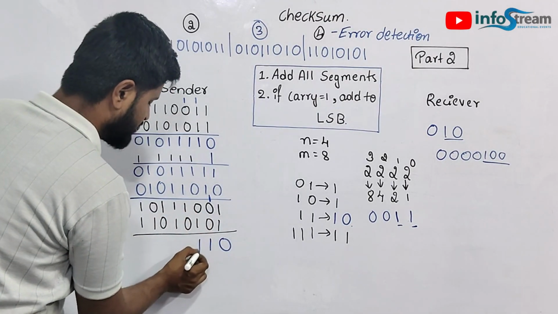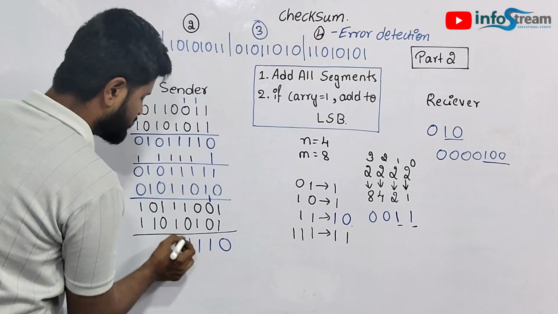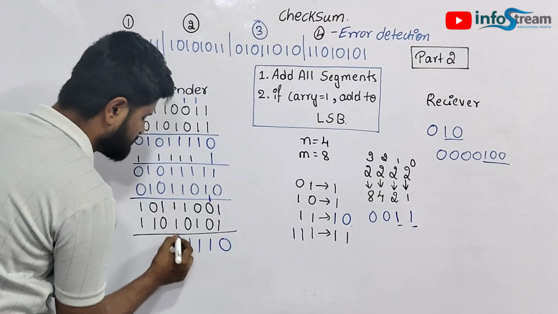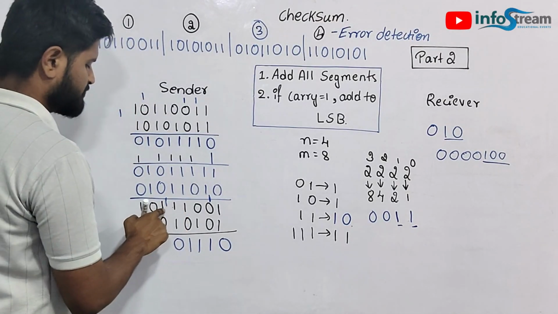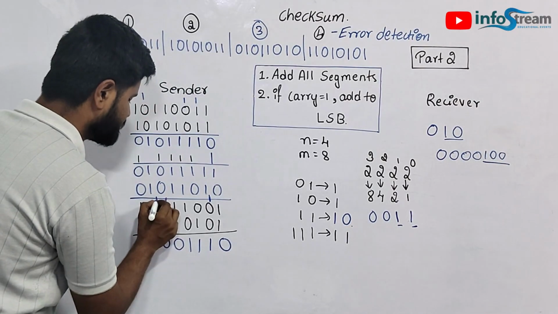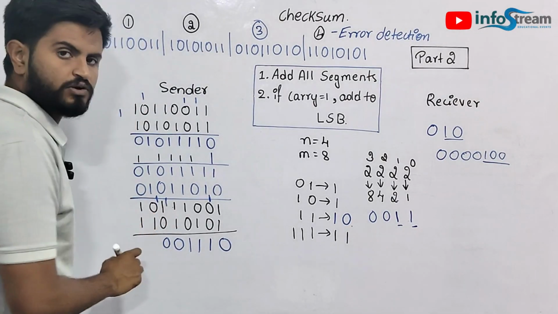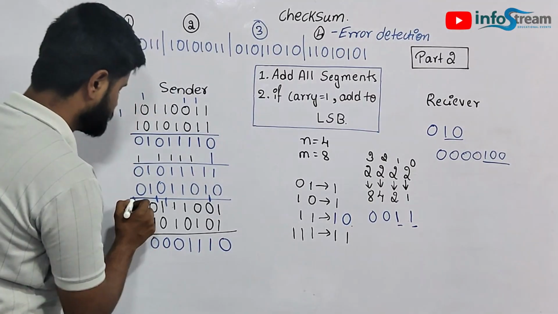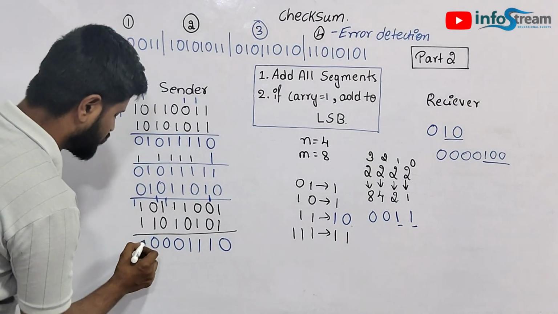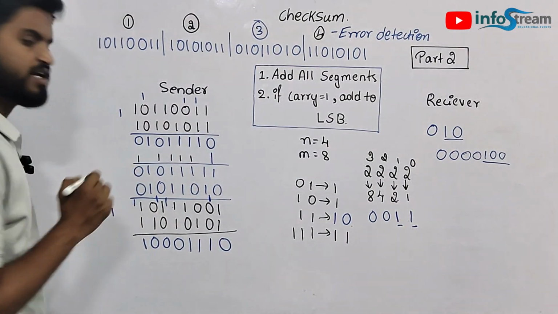0 plus 1 will be 1. 1 plus 0 will be 1. 1 plus 1 will be 2. How will we write 2? 0 will be the sum and 1 will be the carry. 1 plus 1 will be 2. 2 plus 0 will be 2 itself. 0 is the sum, 1 is the carry. 1 plus 1 will be 2. 0 is the sum, 1 will be the carry. 1 plus 1 plus 1, that is 3. So 1 will be the sum and 1 will be the carry.